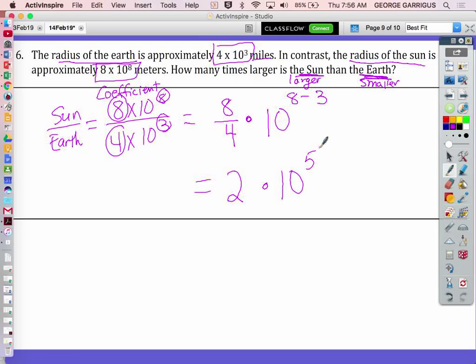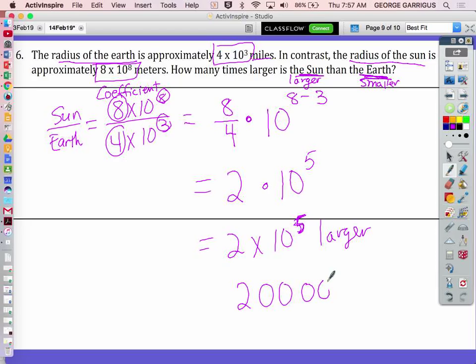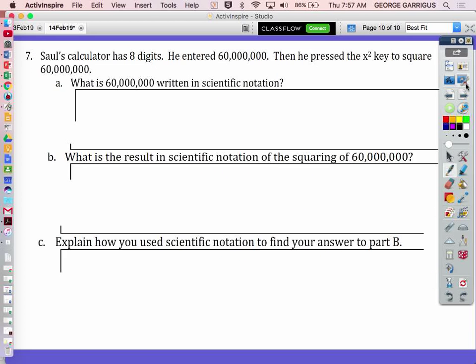So how much bigger? It's 2 times 10 to the 5th larger. Or we could write it as 2 and move that decimal point out, add 5 zeros. It's 200,000. The sun is 200,000 times larger than Earth. Now, if somebody ever asks you how much bigger the sun is compared to the Earth, you can now tell them it's 200,000 times.